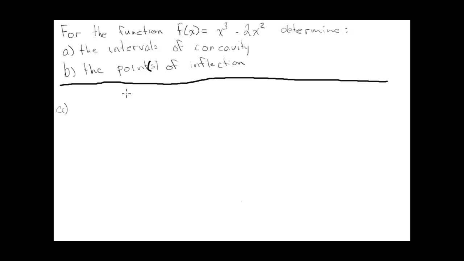So in order to do this first part, determine the intervals of concavity, you have to first look at the second derivative. So determine the second derivative of f. That would be step one. In order to do that, you have to first find f prime. So f prime is 3x squared minus 4x. And then the second derivative is 6x minus 4.